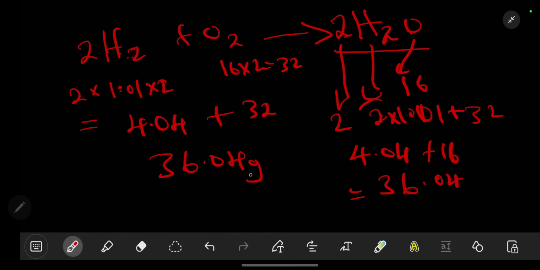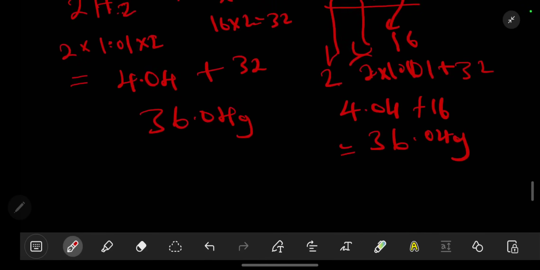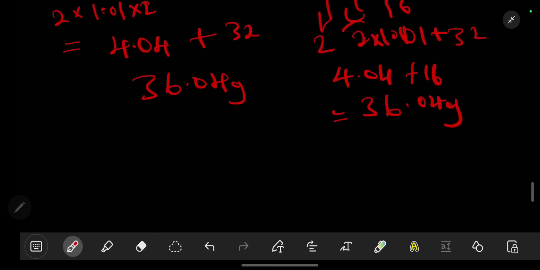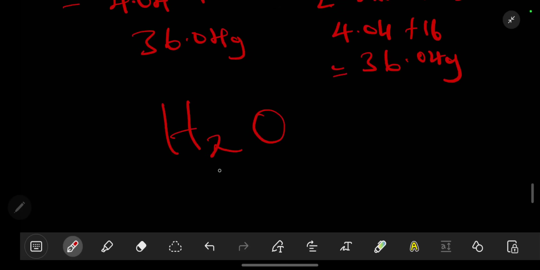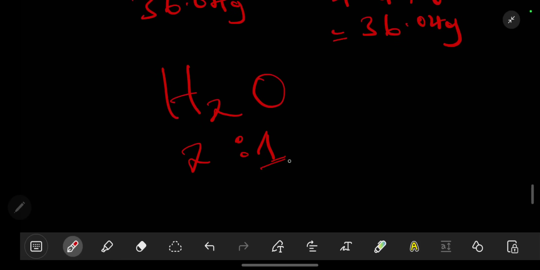So the mass that you begin with is the mass that you end with. That is the law of conservation of mass. The law of constant proportion, or law of definite proportion, talks about the ratios being fixed no matter the source. For example, if you have water, 2 parts will be hydrogen and 1 part will be oxygen. So that ratio is fixed no matter the source.